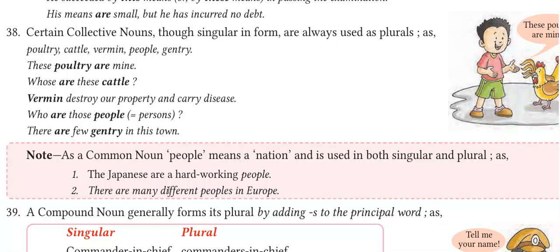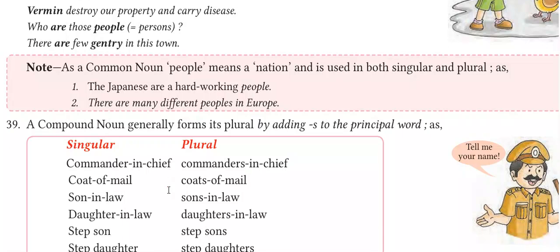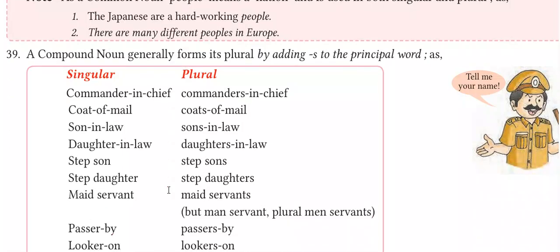As a common noun, people means a nation, and it is used in both singular and plural. The Japanese are a hard-working people. Japanese, this is showing a nation. There are many different peoples in Europe, so this is talking about different tribes of people.